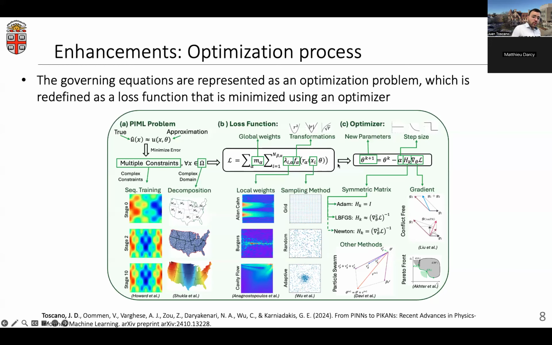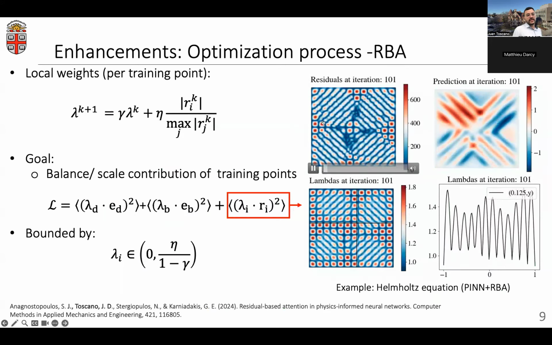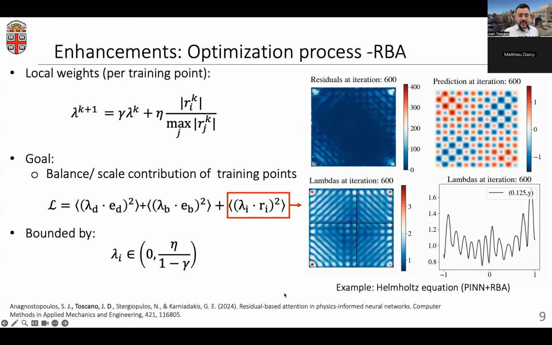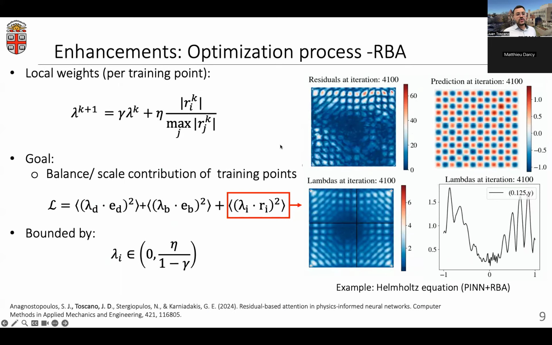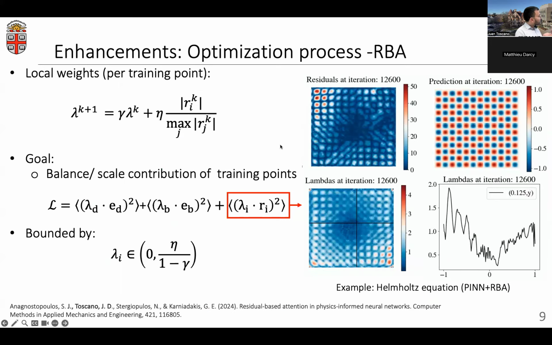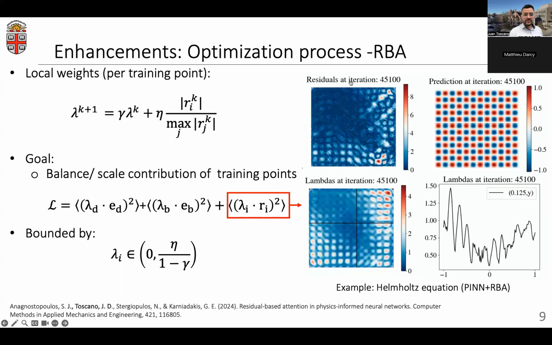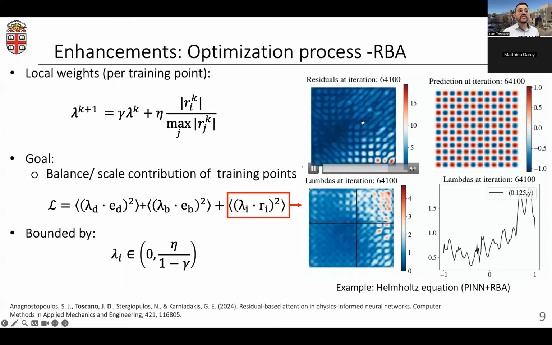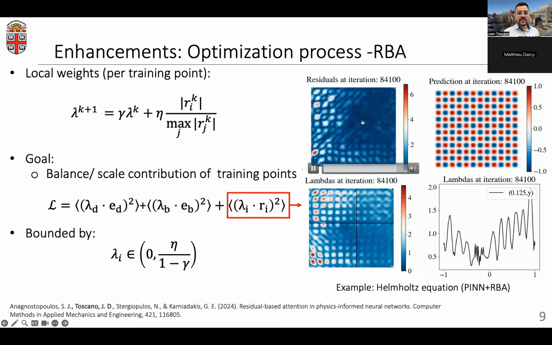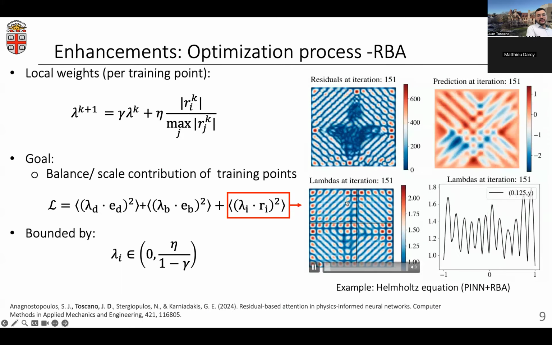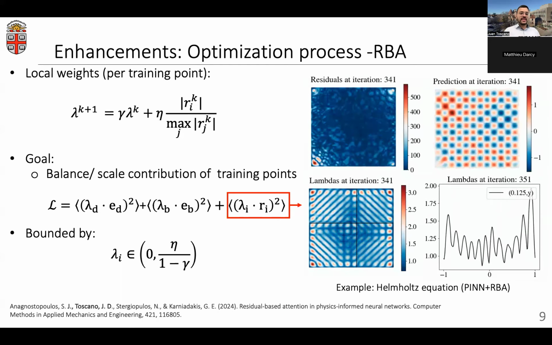Okay, now one of the main components is when we formulate this loss function with, for example, these local weights, and this is what we call RBA. The idea of RBA is that we assign local weights to each one of the points inside our domain. For example, what we see in this first plot are the residuals of our equation while we're training, and what we see below are these multipliers. You see how they evolve at the same time.